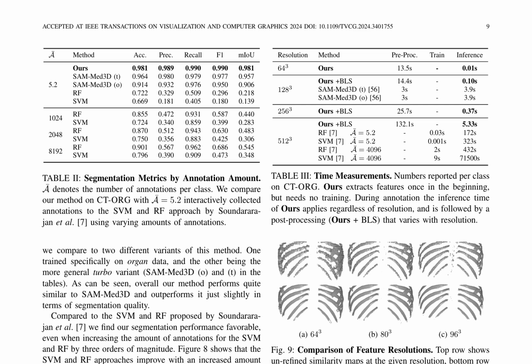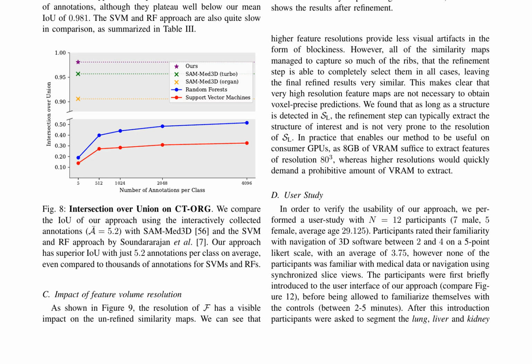Notably, their approach requires only 5.2 annotations per class on average, achieving superior IOU compared to thousands of annotations required for SVMs and RFs, as illustrated in Figure 8. The authors also investigate the impact of feature volume resolution on unrefined similarity maps, demonstrating that higher feature resolutions provide less visual artifacts but do not significantly affect the final refined results, making the method practical for consumer GPUs.